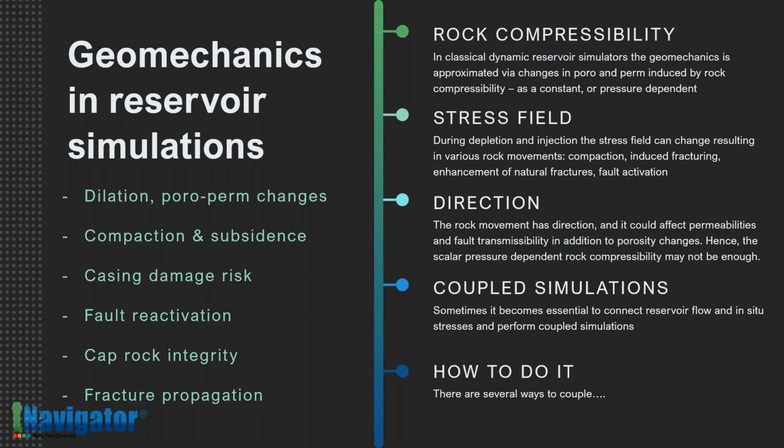So let's talk a little bit about porosity and permeability changes based on geomechanical conditions. Compaction and subsidence is very popular in shallow water, for example, the south coast of the US and also in Lake Maracaibo in Venezuela. This is very important.